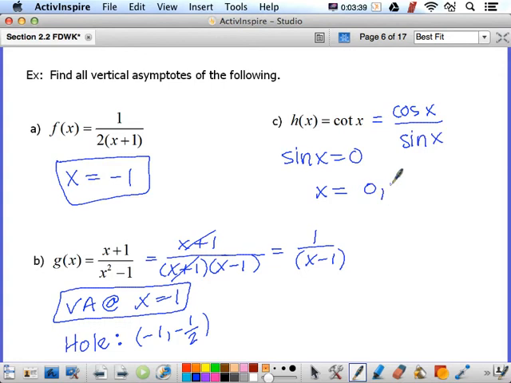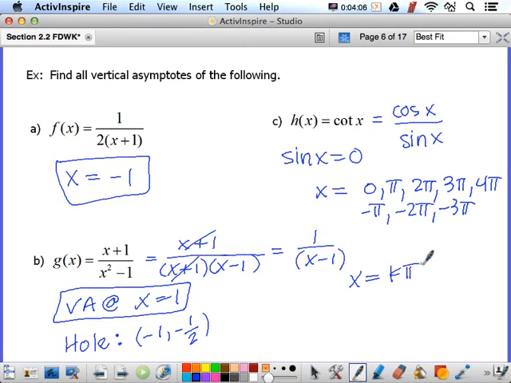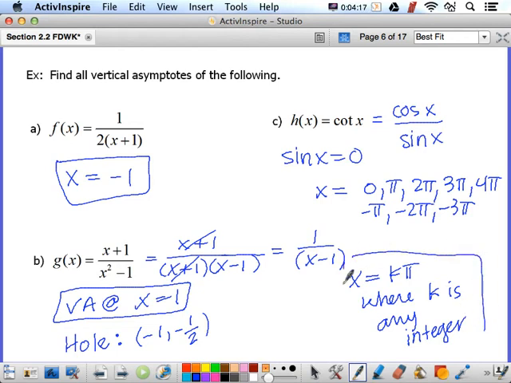So we would say it's at 0, pi, 2 pi, 3 pi, 4 pi. How long could this go on? Forever. Is it also true at negative pi, negative 2 pi, negative 3 pi? So basically, it has vertical asymptotes at every integer multiple of pi. Make sense? So we say it this way: x equals k pi, where k is any integer. So that's where your vertical asymptotes are for cotangent.